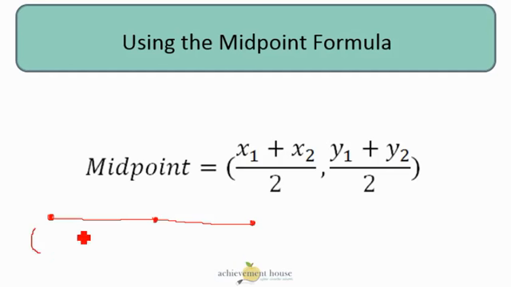And so if we use the variables from the formula, this point to the left would be x1 and y1, and the one on the right would be x2 and y2. So we're taking x1 and x2, adding them and dividing by 2. Basically, we're finding the average of the 2 points, and then we do the same with the y values as well for the point.